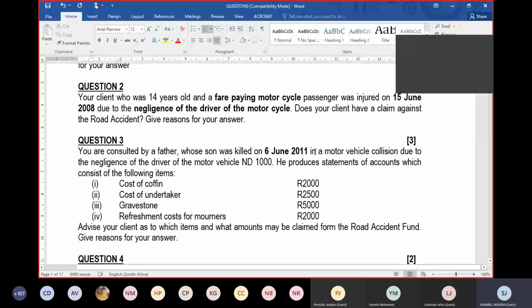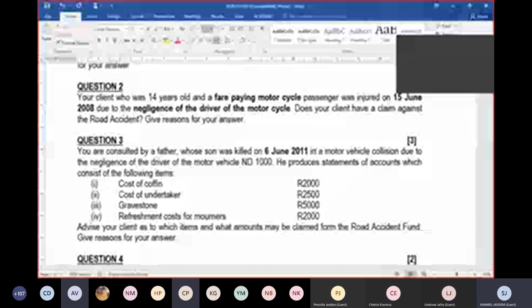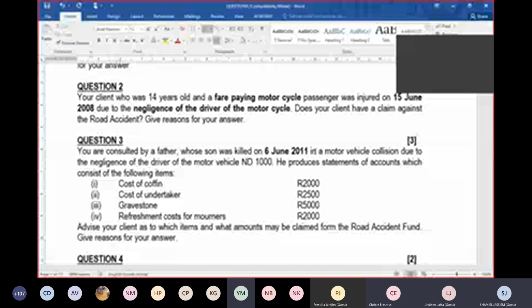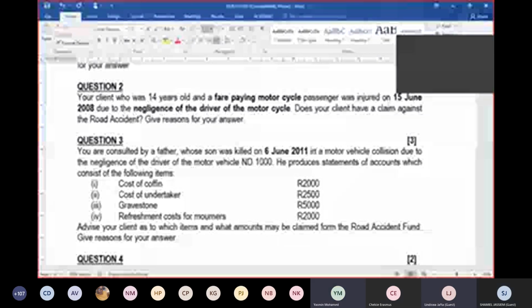When will the RAF compensate funeral expenses? What is the general rule? They will only compensate for necessary expenses. Lovely. And what are those necessary expenses? When will it be necessary? Either to get in the grave. Put the person. What did it take to put the person in the grave? Not who was attending the funeral.